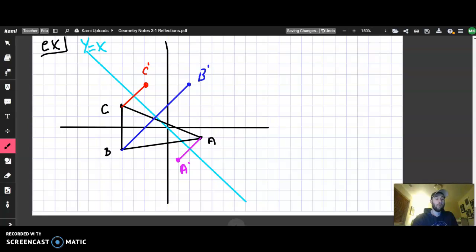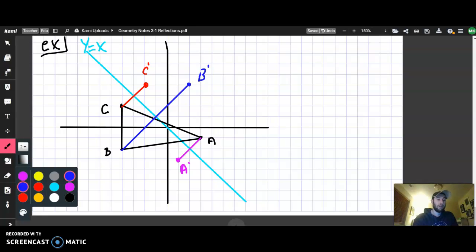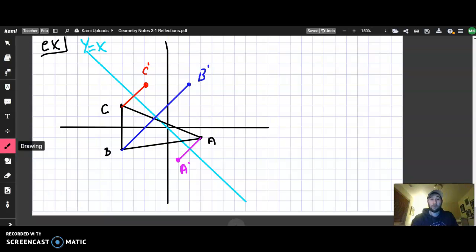So what does our new shape look like then? Our new shape is connecting those 3 points. So from C prime to B prime, from B prime to A prime, and then from A prime back to C prime again. And so does it look messy? Yes, but it's all the steps that we've done before applied in the same way. It just doesn't look as clean. So that's why color is incredibly helpful.